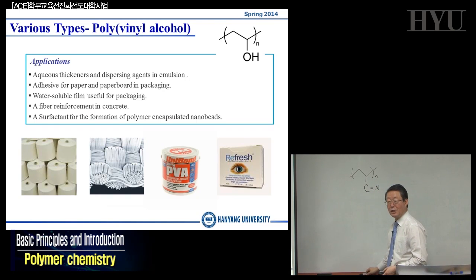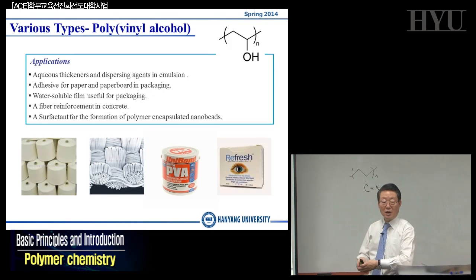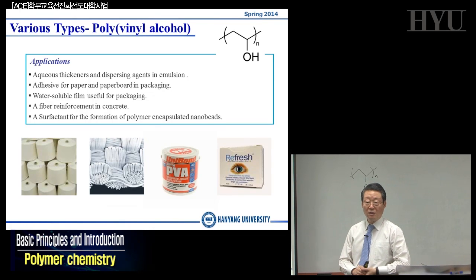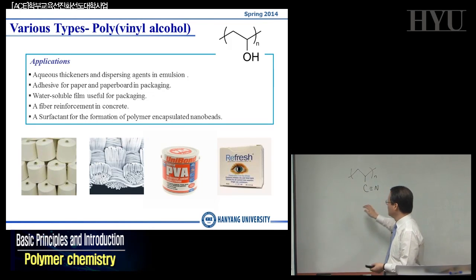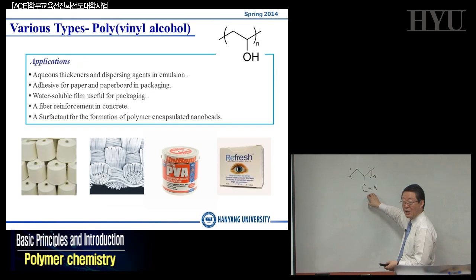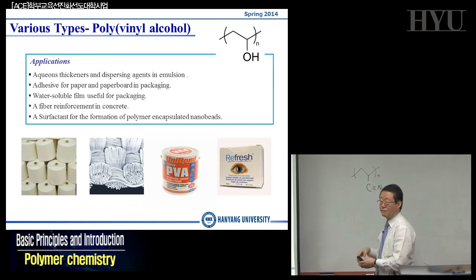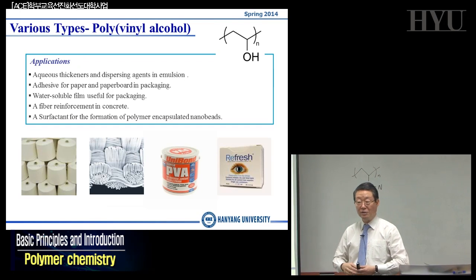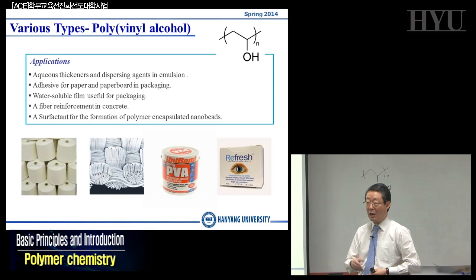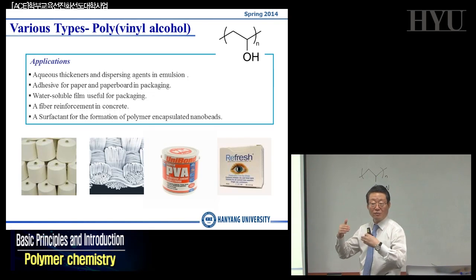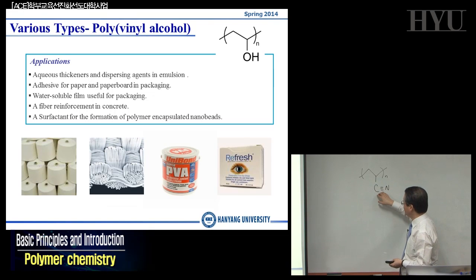This is polyacrylonitrile, replacing the hydroxyl with the nitrile. The CN group is what's sometimes called cyano group or nitrile group. Acrylonitrile is a main component of the acrylic fiber. But this acrylonitrile, because of the dipole-dipole moments of the triple bonds, is very strong.